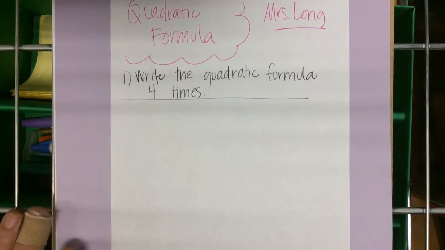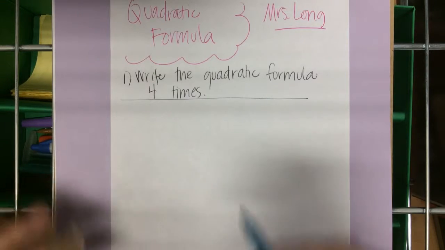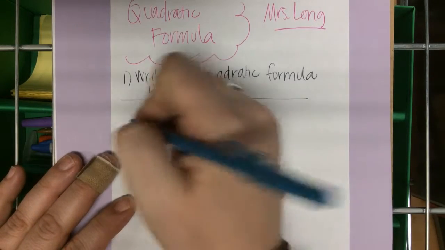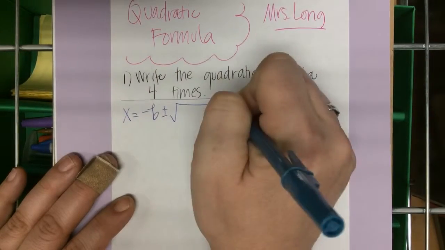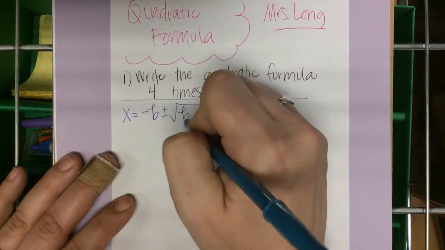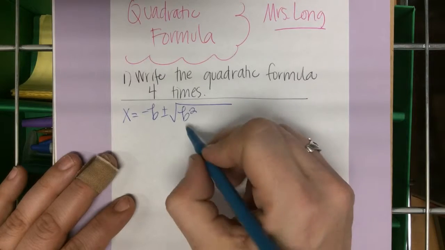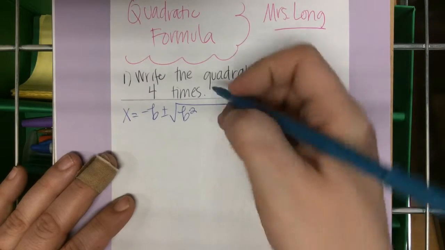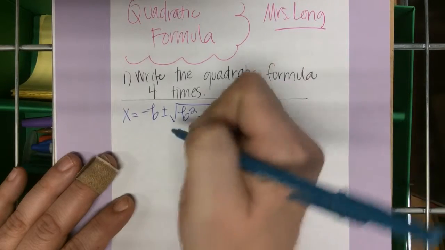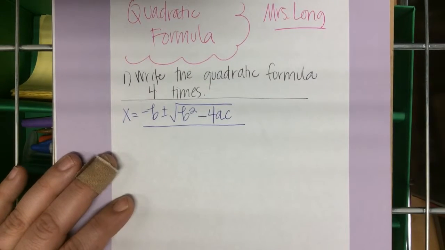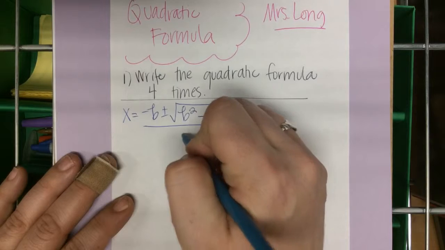Anybody think they have it memorized from yesterday? I do. I have it memorized. Aiden, what is it? It's x equals negative b plus or minus the square root of b squared... just b squared, no negative. Yeah, right. And then minus 4a and then is divided by 2a. Perfect.